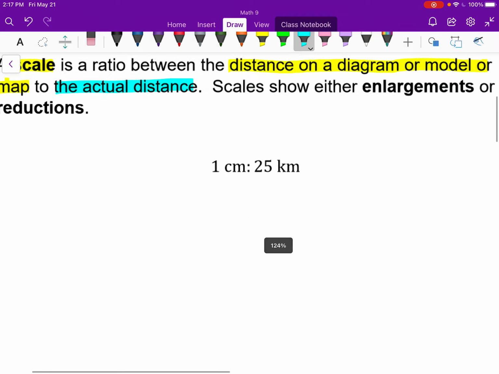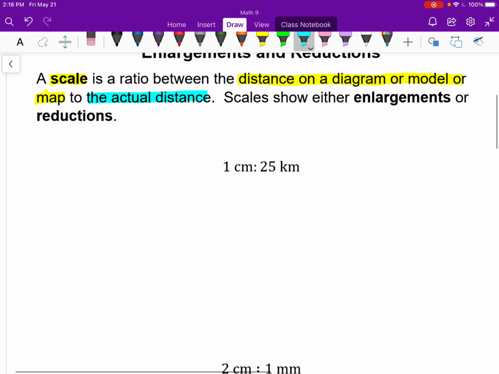And so, for example, this is a scale. By looking at what I have up here, I know by convention the first number must be the distance on the diagram, or a map or something. Okay? And the second number is always the actual distance.